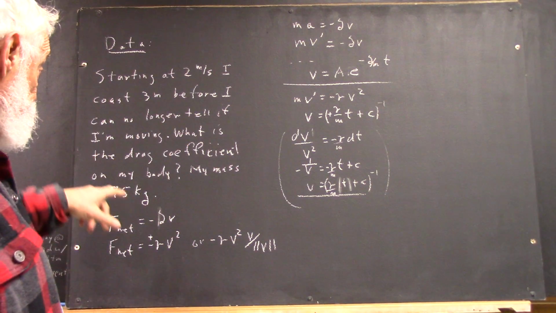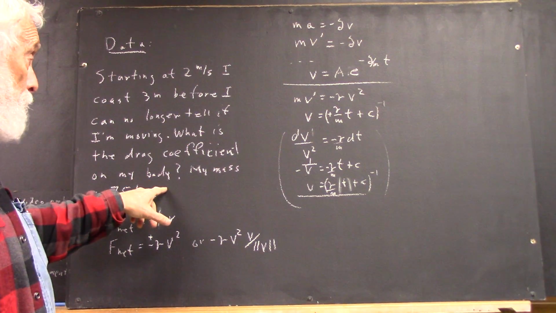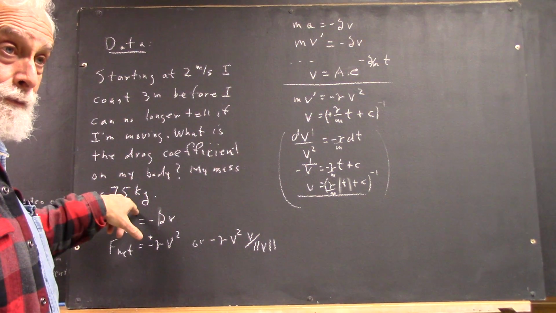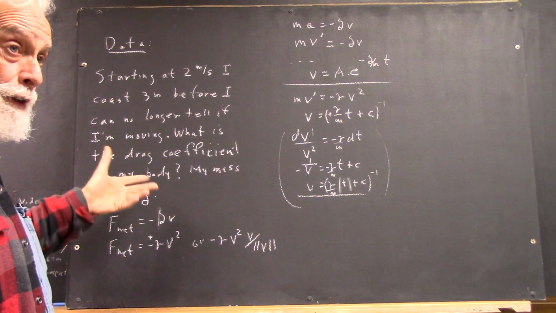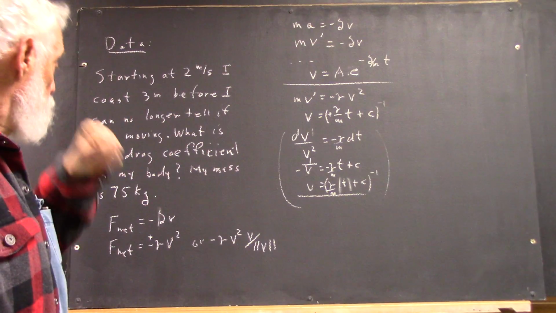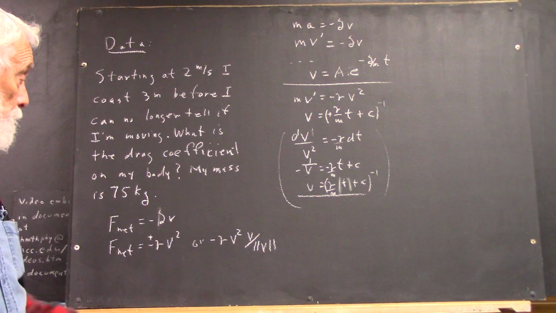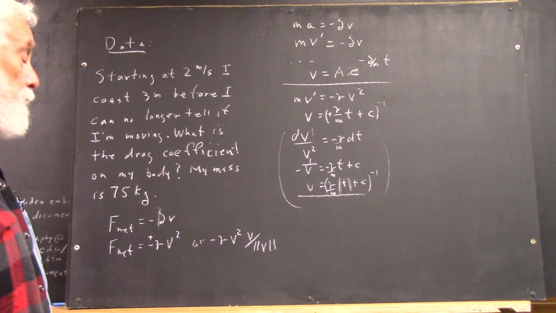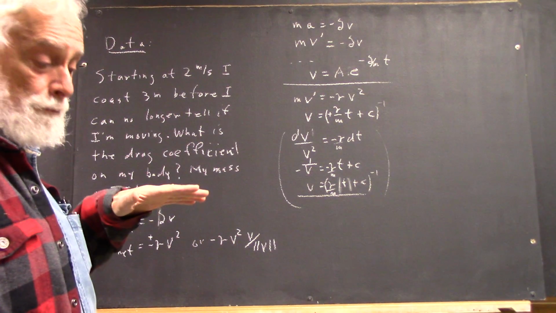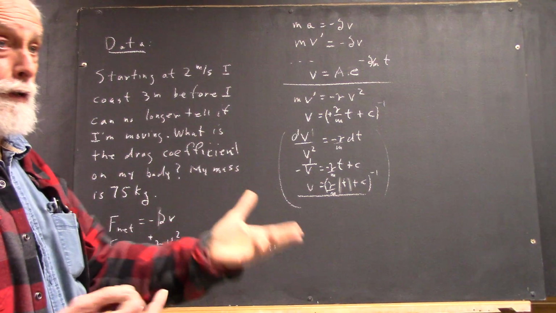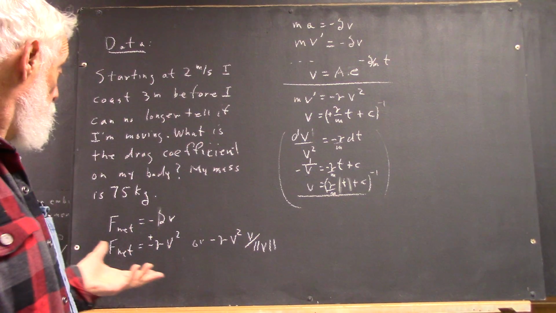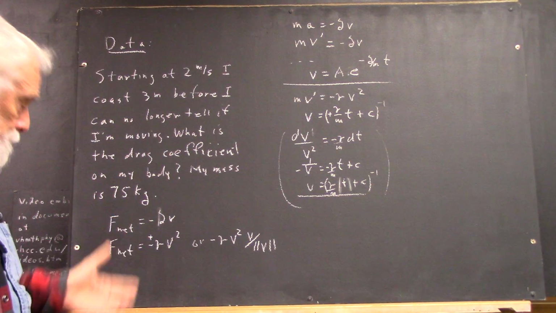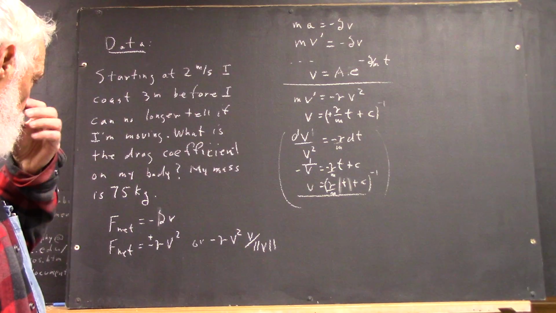In any case, what's the drag coefficient in my body, my mass? 75 kilograms, in case that's relevant, and it certainly is because mass comes into the equation. So we understand that the faster you move through water, the greater the drag. And there are two basic proportionalities that we start with.